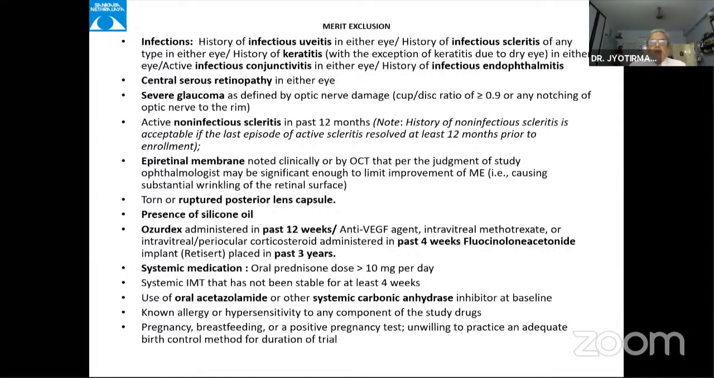There were several exclusion criteria: infection, glaucoma, central serous retinopathy, non-infectious scleritis, epiretinal membrane, silicone oil or other Ozurdex implant within the 12 weeks, and systemic medications the patient is taking, such as systemic IMT, oral corticosteroids, and other systemic carbonic anhydrase inhibitors.